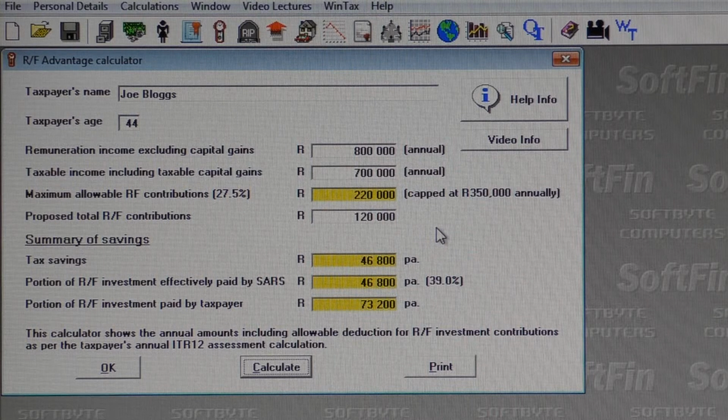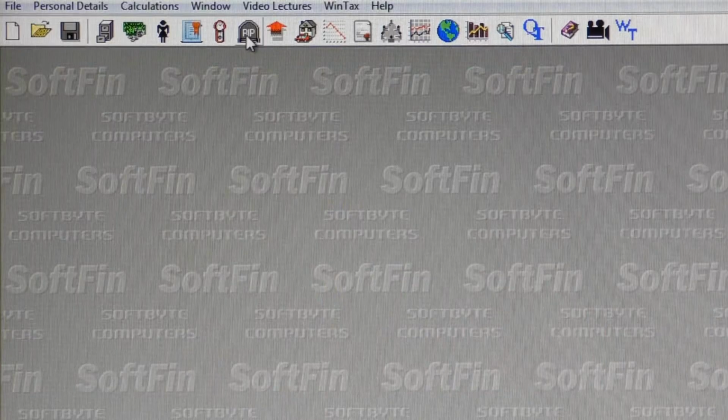The calculator works out that the tax saving between the tax due on 700,000 and 580,000 Rand is 46,800 Rand. This means that in this case, SARS will pay 39% of the 120,000 Rand premiums for the taxpayer.